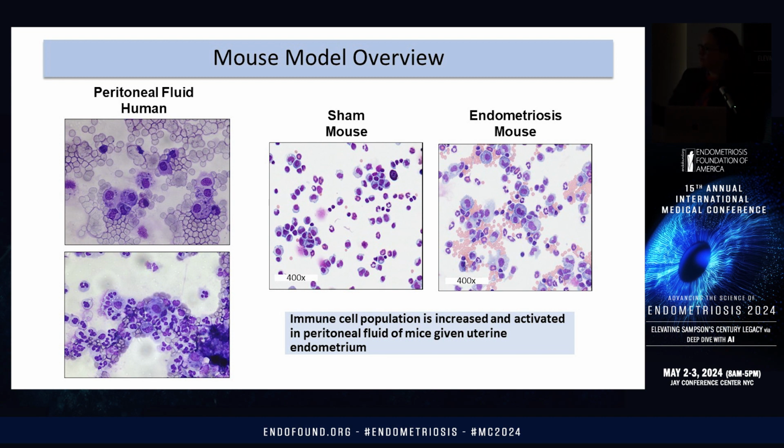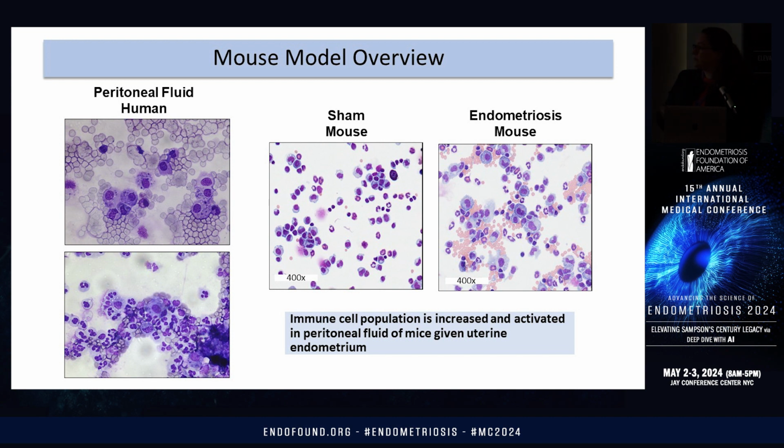So what I want to point out to you is this is what human peritoneal fluid looks like in a woman with endometriosis. These macrophages are highly activated. There are a lot of red blood cells, and there are a lot of neutrophils that are infiltrating into the peritoneal cavity.